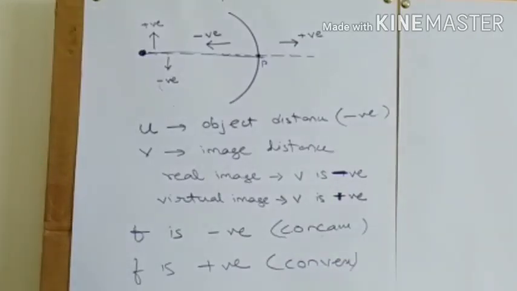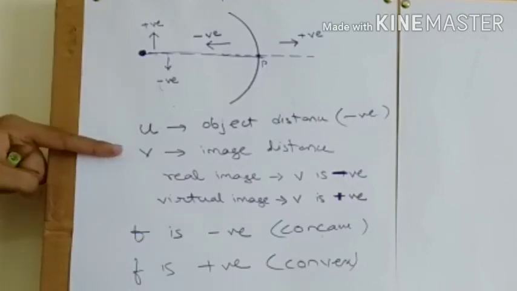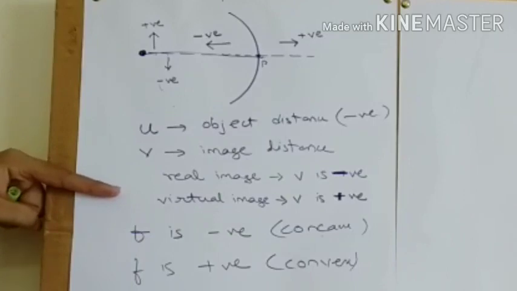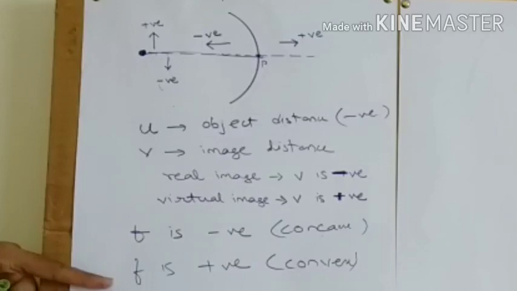Okay, so these are important things to remember, because when we are doing the numericals, these are the concepts that will be required. So once again, object distance always negative, image distance: real image negative, virtual image positive, focal length for concave mirror negative, focal length for convex mirror positive. Okay, remember all these things. Remember the Cartesian sign convention. This will help us in solving the numericals.